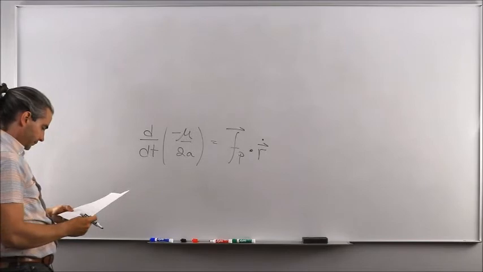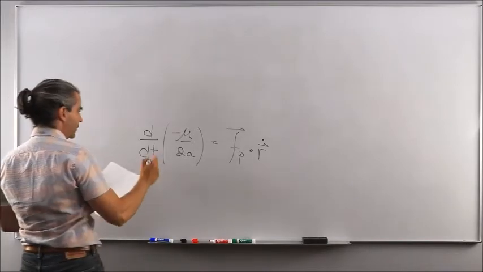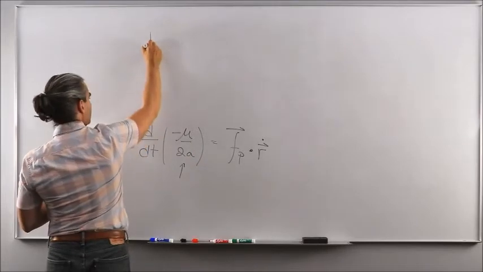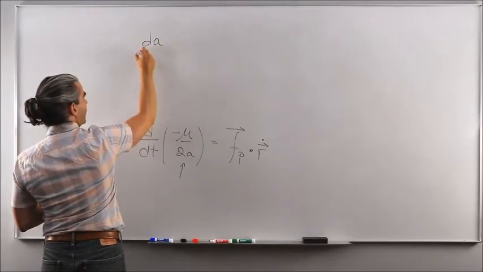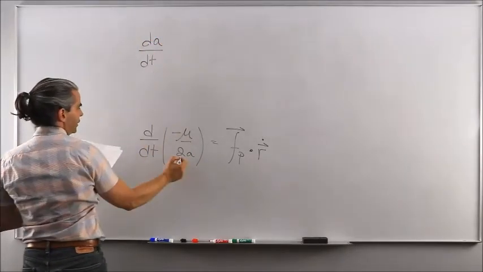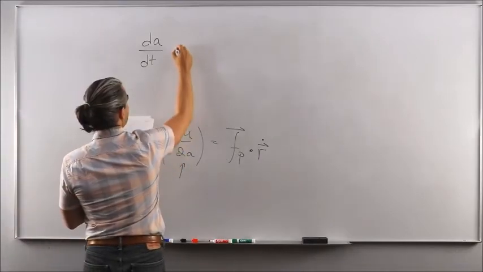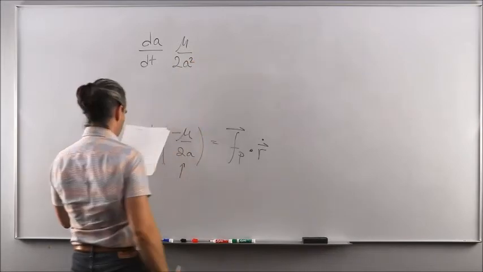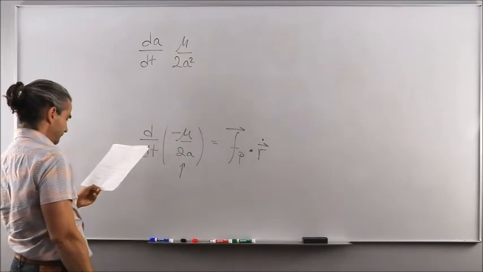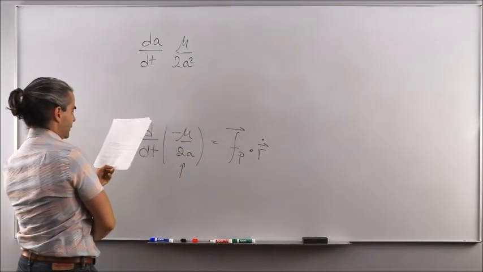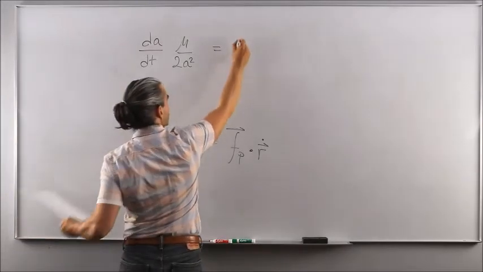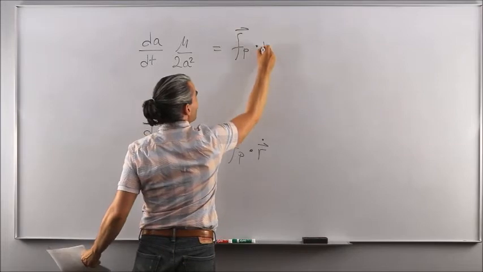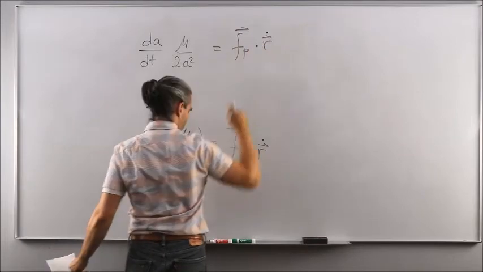All right. Now the time derivative of this guy ends up being the same as the time derivative of a, which is on the denominator, times mu over 2a squared. All right, so all this is still equal to Fp vector dot product r dot.